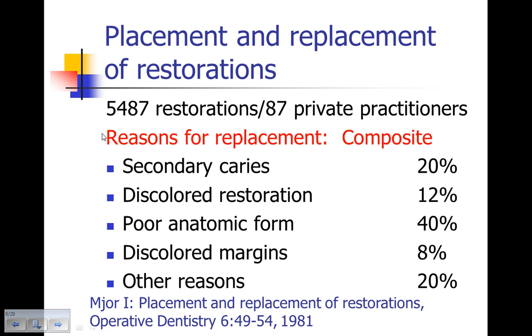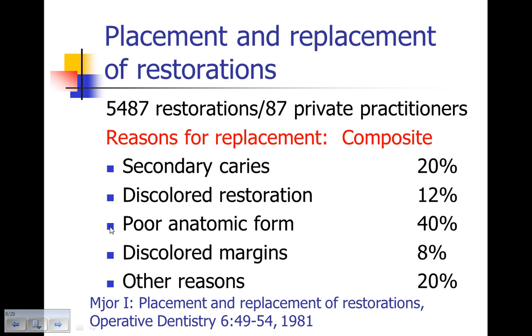When looking at our earliest composite resins from the 1960s and 1970s, secondary caries was the reason for replacement 20% of the time. The restoration discoloring was another; many of the composites back in that era were self-cure, and they tended to have color changes to yellow-orange over a period of 18 months because of the chemistry of tertiary amines.